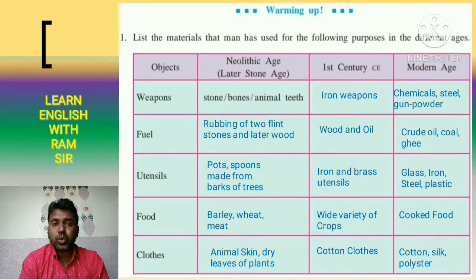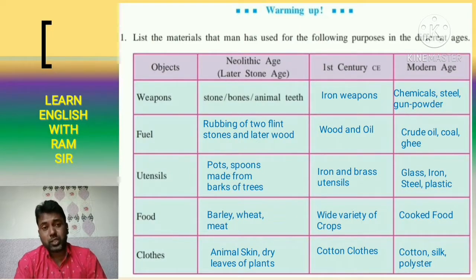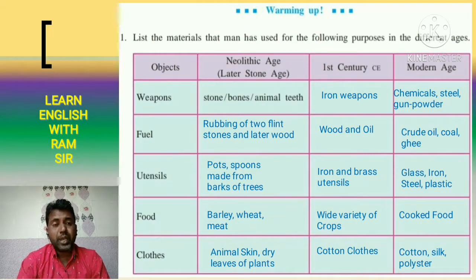It means now they understood the importance of metals, and they used iron and brass metal to create their utensils. And nowadays people are using different types of utensils, which are made with glass, iron and steel, or maybe plastic. Such kinds of material people are using nowadays to create utensils.